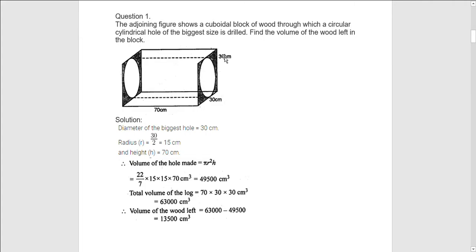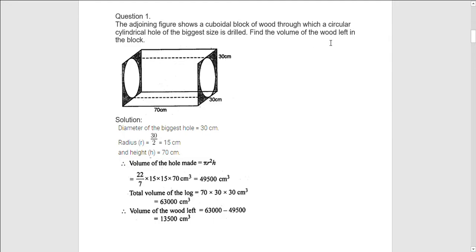Now here look at the breadth. Breadth is given 30 centimeter. So this is the base. Base of the cylinder is circular. So this diameter is equal to the breadth of the cuboid. So what is this? 30. It means diameter is 30. So what is radius? 30 upon 2, 15. Got me? So for the cylinder we have height and we have radius.